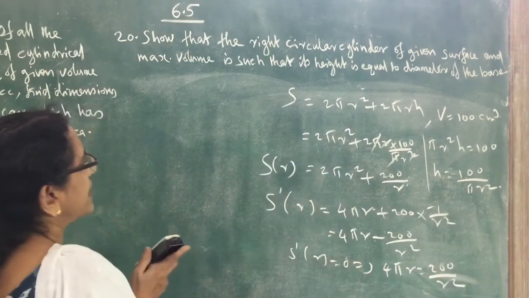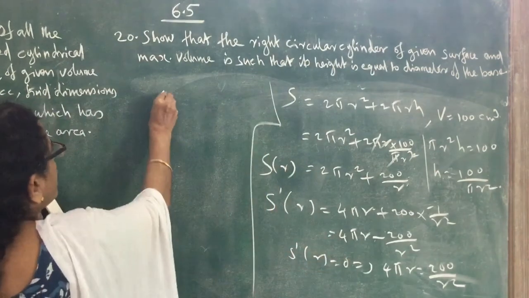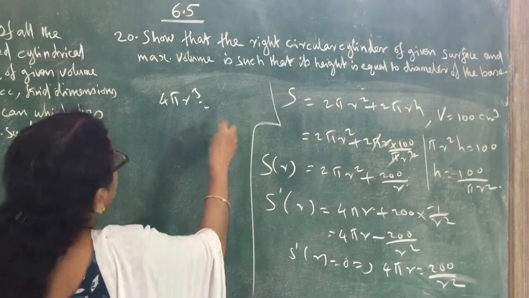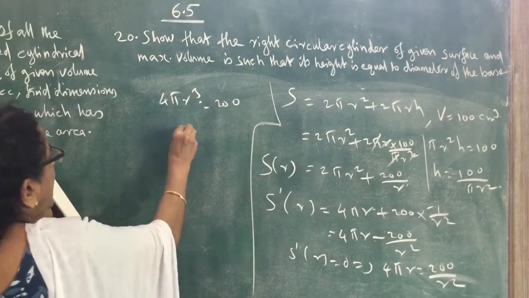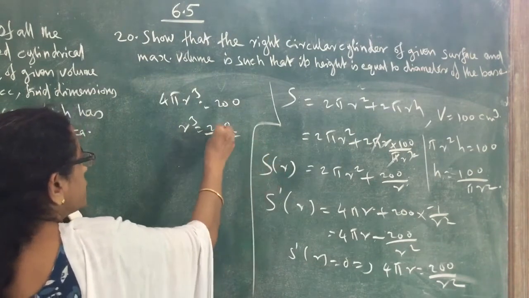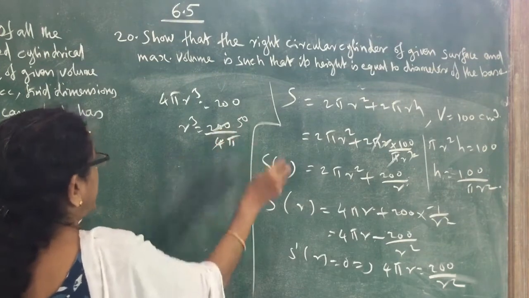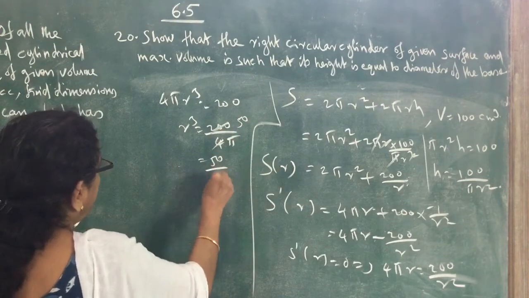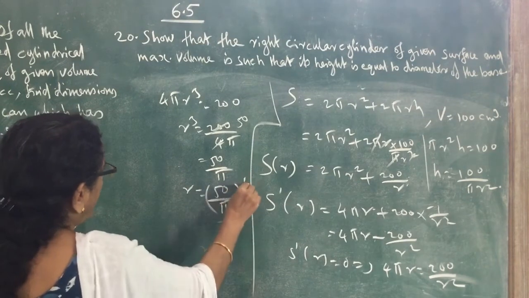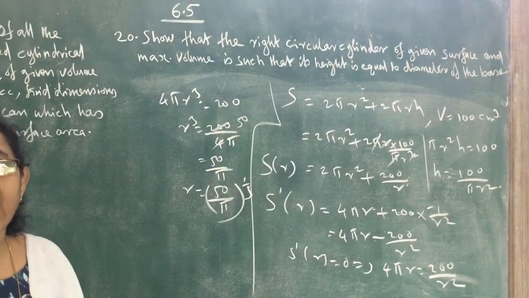Now from that we can find, therefore 4 pi r cube equal to 200. Therefore r cube equal to 200 divided by 4 pi, so that is 50 by pi. Therefore r equal to 50 by pi all raised to 1 by 3. So we got the radius. Now we have to prove that it is minimum.